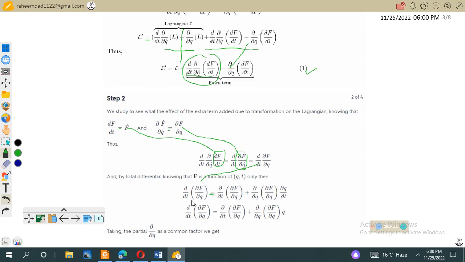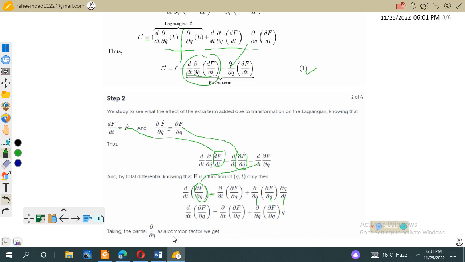Its total derivative can be written as partial over partial t of partial f over partial q, plus partial over partial q of partial f over partial q times q dot. We can write the total derivative of this whole function, since f depends upon q and t. I hope you are familiar with the total derivative and how we have proceeded.